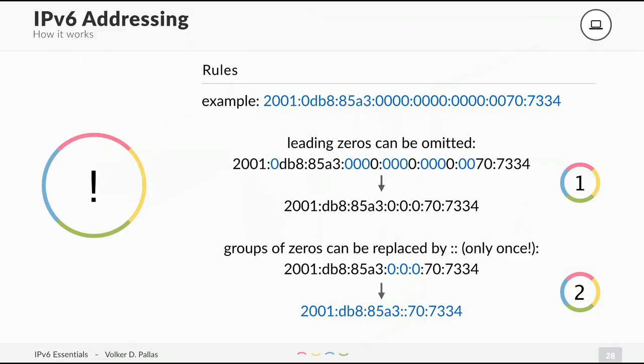And on the bottom, you can see the short notation of an IPv6 address. So in practice, nobody uses the long notation at the top. People use the notation on the bottom. So you can see it's not that hard. It's just different.